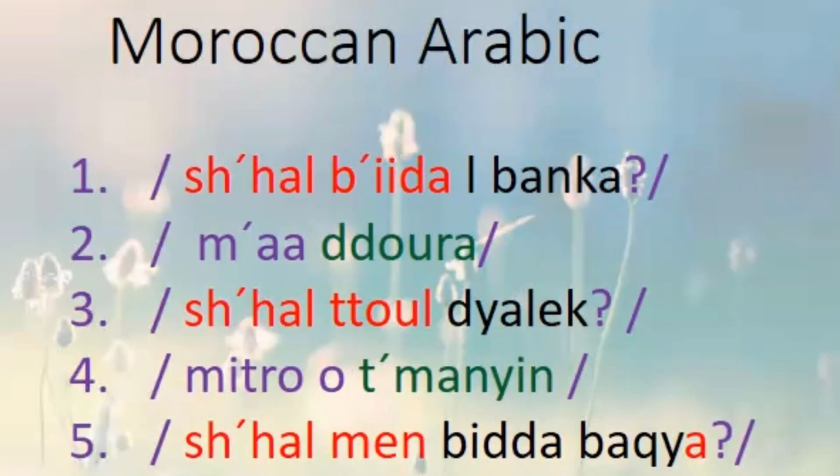Number 3. How tall are you? شحال الطول ديالك. So شحال الطول is how tall. You is ديالك, your, height. So ديالك is a possessive adjective corresponding to you, your in English.